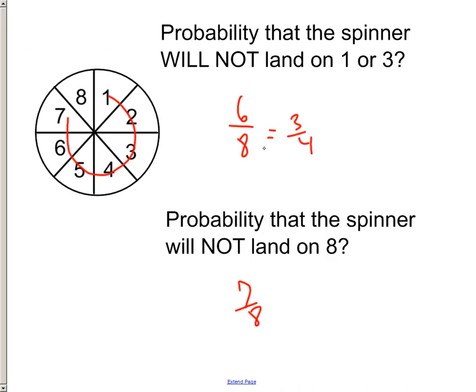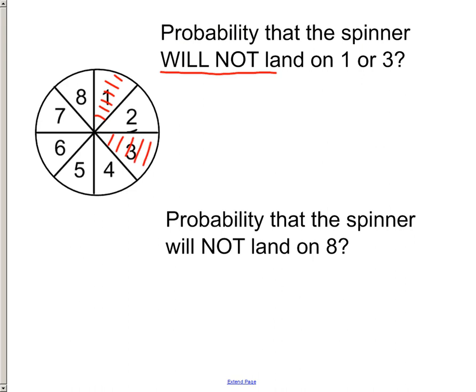Now, for this one, whoops, didn't mean to have that on there already. For this one, what's the probability of the spinner not landing on a 1 or a 3? So, not the 1 and not the 3. So, let's count up the other ones. 1, 2, 3, 4, 5, and 6. So you'd have a 6 out of 8 chance, or a 3 out of 4 chance of not landing on a 1 or a 3.